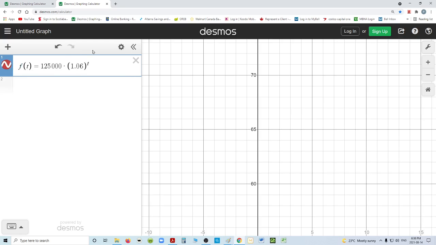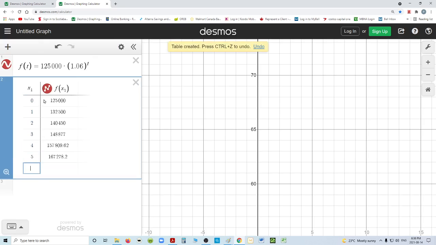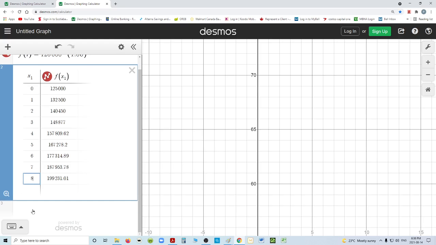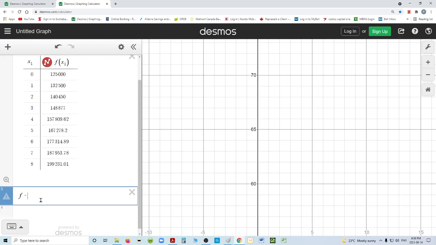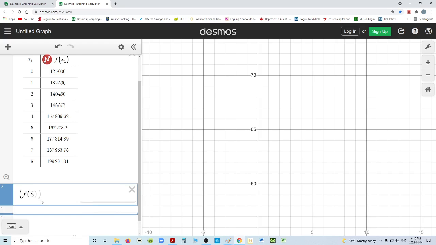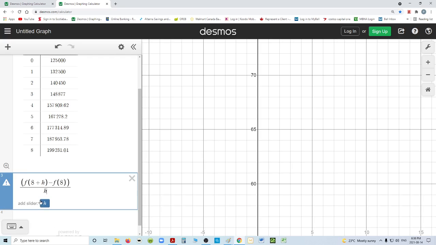Yeah. And if we put in a table, we can even do 0, 1, 2, 3, 4, 5, 6, 7, 8. There's the value of the home at f of 8. But if we're going to do the rate of change, we're essentially finding f of 8 plus h. Let's put it exactly like that. We're going to subtract f of 8. And we're going to divide it all by h.